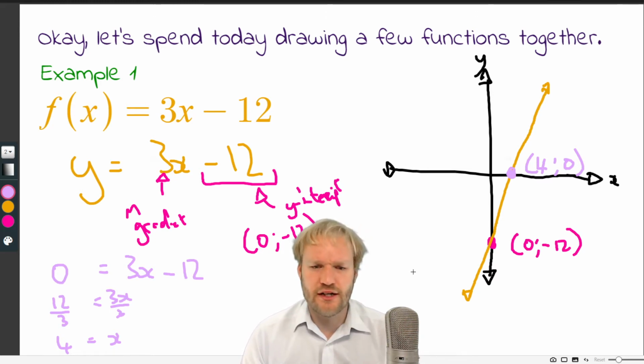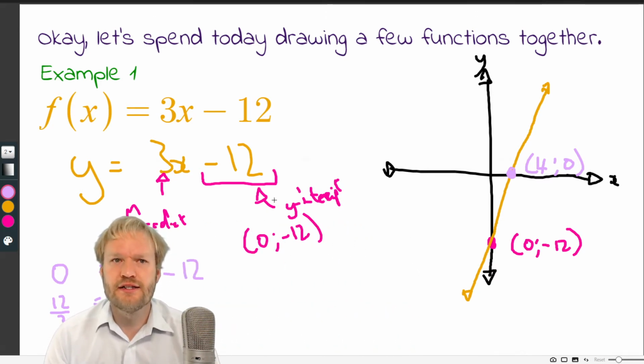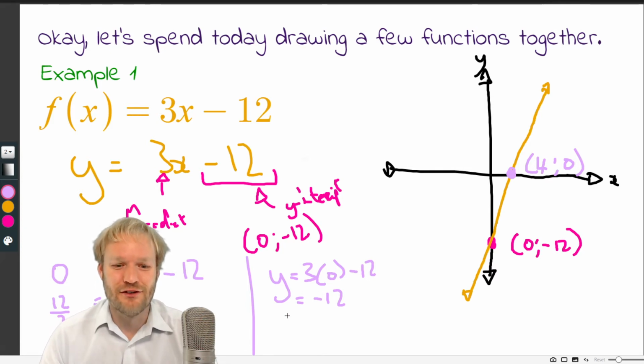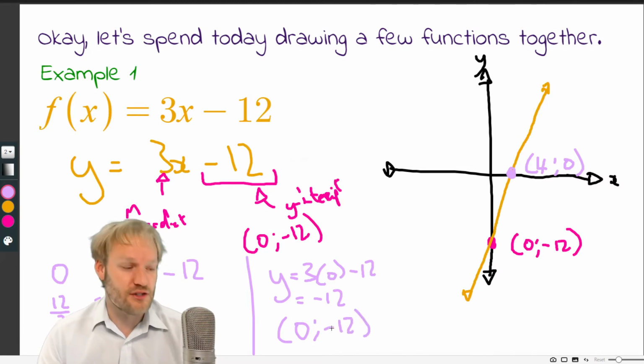Let's really just nail down one more thing and say, let's say that for our y-intercept, we didn't remember that we could read this off. Then for our y-intercept, we know y equals 3. We would have known our x value is 0. So 3, 0 minus 12 gives us minus 12. Okay, so last bit that I'm just reinforcing for this bit is here our input was 0, our output was minus 12. So we've got that as a coordinate.